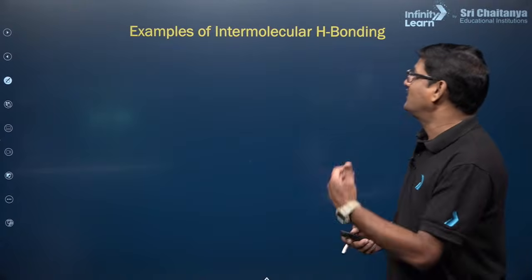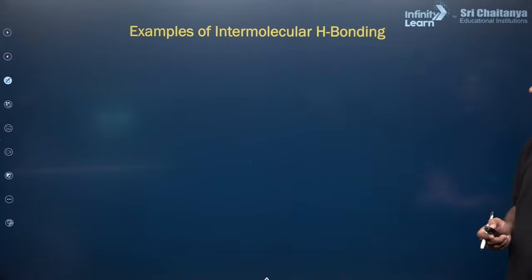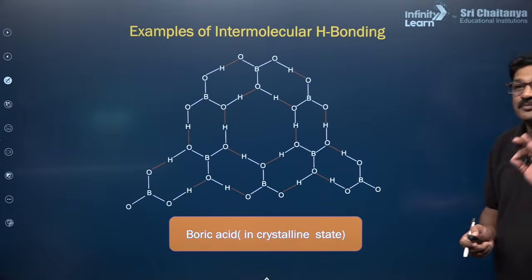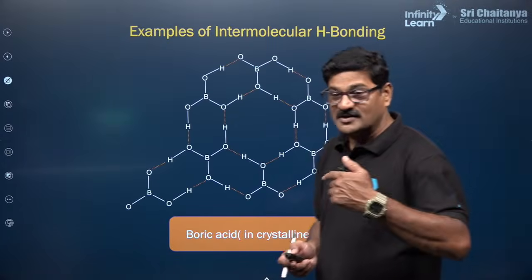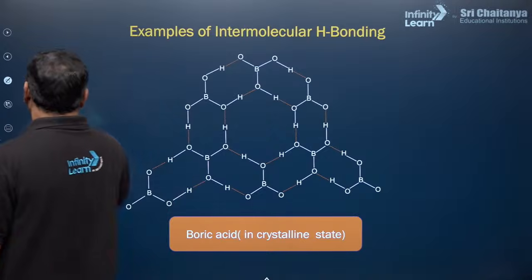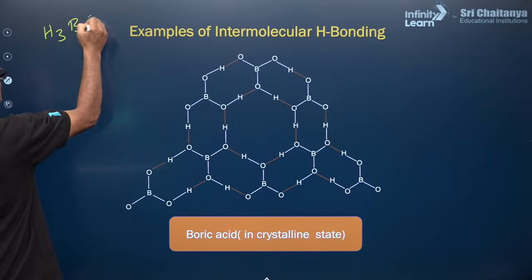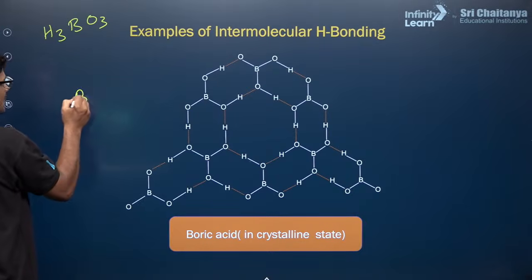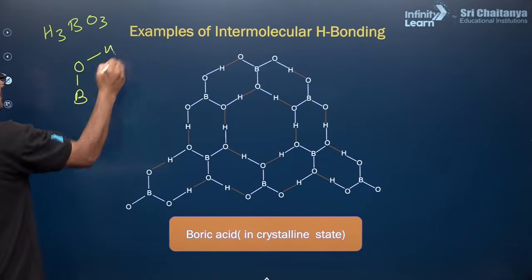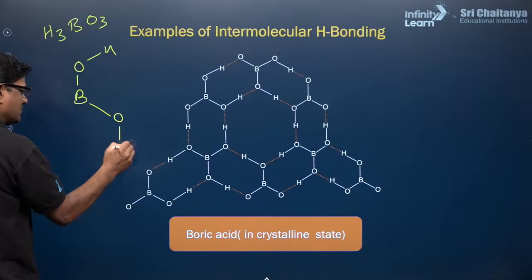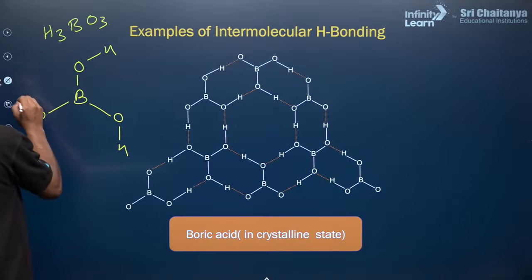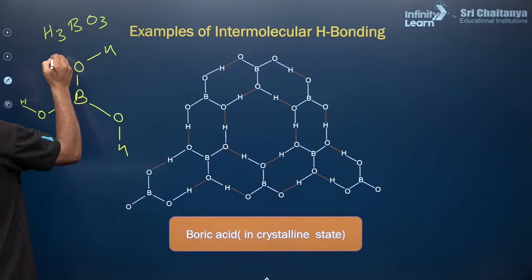Children, an example of intermolecular hydrogen bonding. So I just want to say boric acid, a p-block element compound, H3BO3. Boric acid you can see, H3BO3. So boron with OH, OH and OH. Now you can see this hydrogen bonding version. You can see the hydrogen bonding.